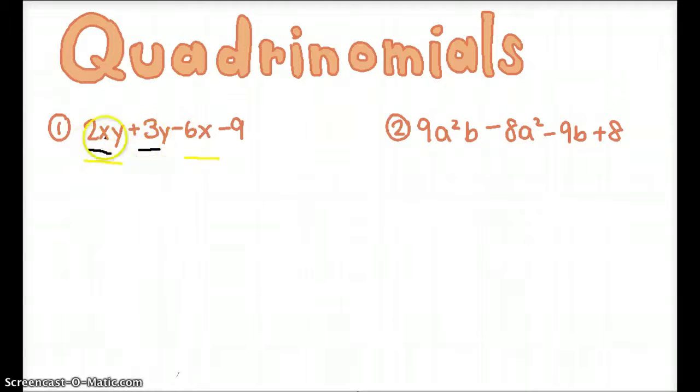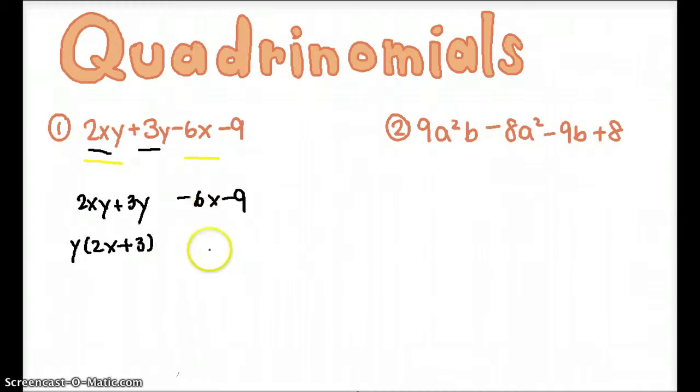So I'm going to group them together and write 2xy plus 3y. So that's the first part, minus 6x minus 9. Second part. So I'm going to group these two together and group these two together and factor out some common factor between both of them. So in this one it would probably be y, just y. So y times 2x plus 3. And this part I'm going to say the common factor is negative 3. So negative 3 and 2x plus 3, because this is negative.